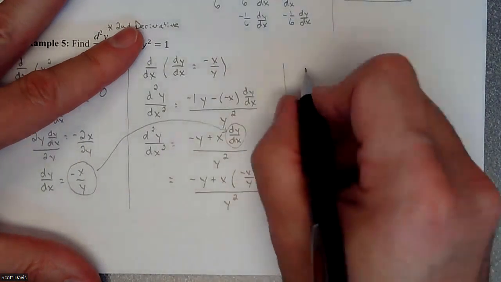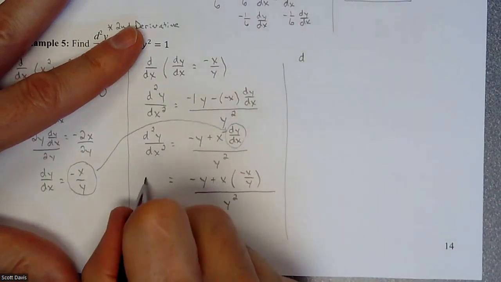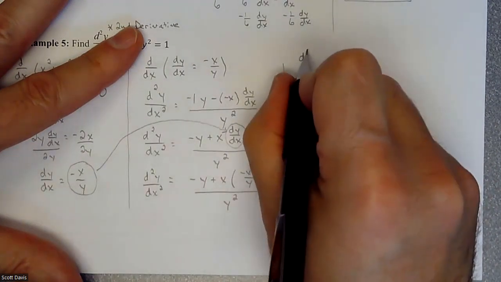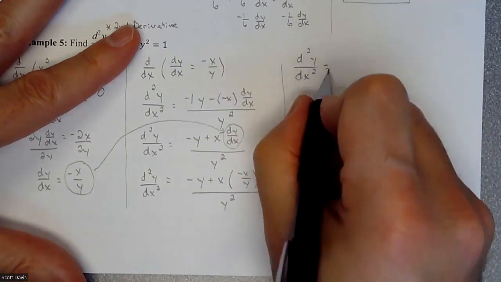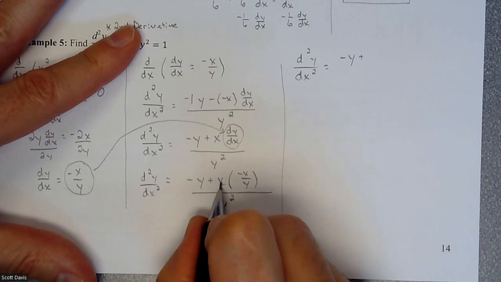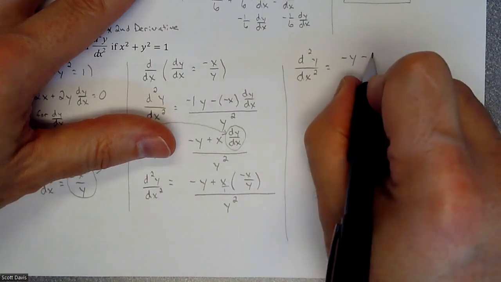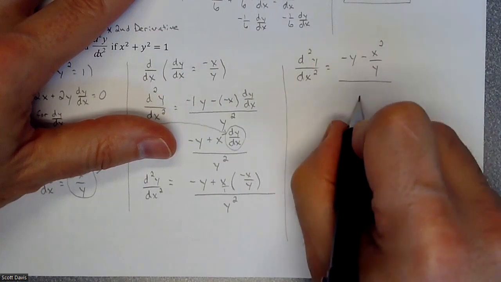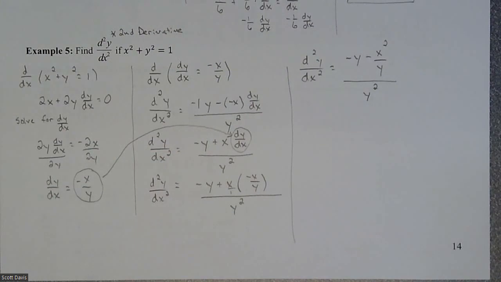All right, so to clean this up, let's keep on pushing. So let's put this together, and we are looking at d squared y over dx squared, and then we have a negative y plus, we'll put that over 1, actually a minus, because of our sign here, minus x squared over y squared. All right, so we have this fraction within a fraction.